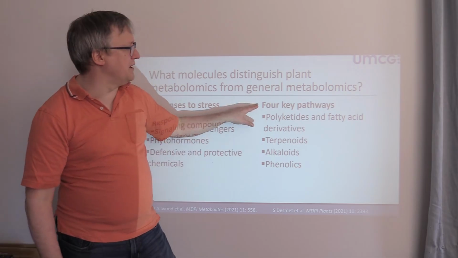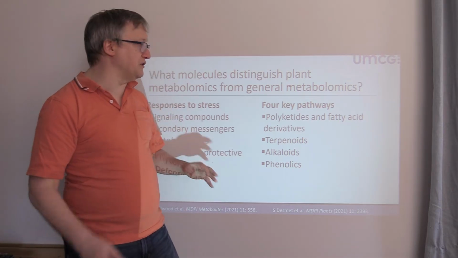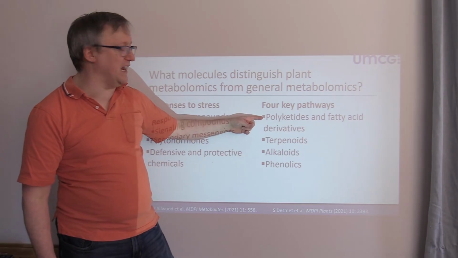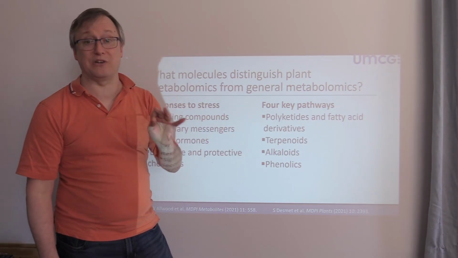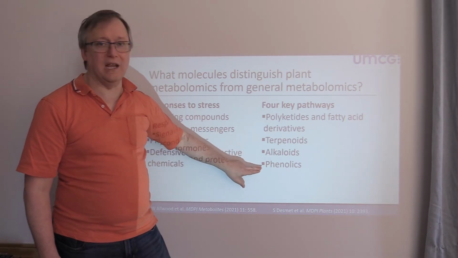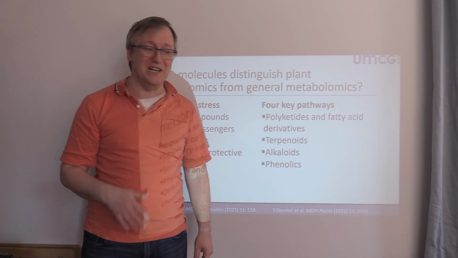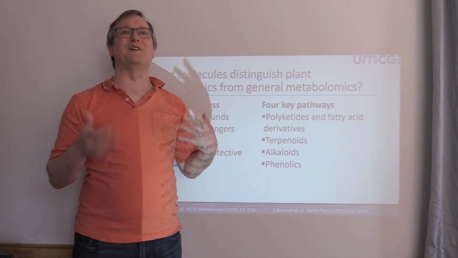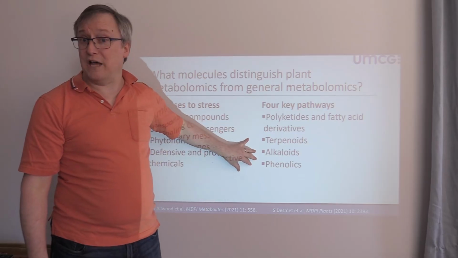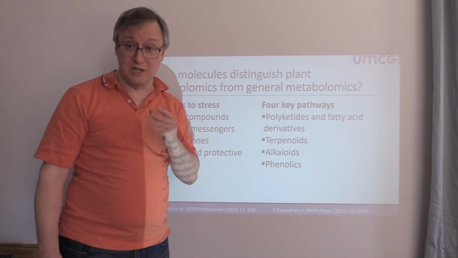The second paper I looked at spelled out 4 different pathways that they thought were really essential to understanding plant metabolites specifically. They said that polyketides and fatty acid derivatives were really special to the metabolomics of plants, as were terpenoids, alkaloids, and phenolics. Certainly, anyone who's enjoying a fresh cup of tea is probably thinking about which lovely phenols are producing that wonderful buzz on the tongue. So we owe plants an awful lot for the diversity of the molecules that they produce, and they are a very interesting place to pursue metabolites.